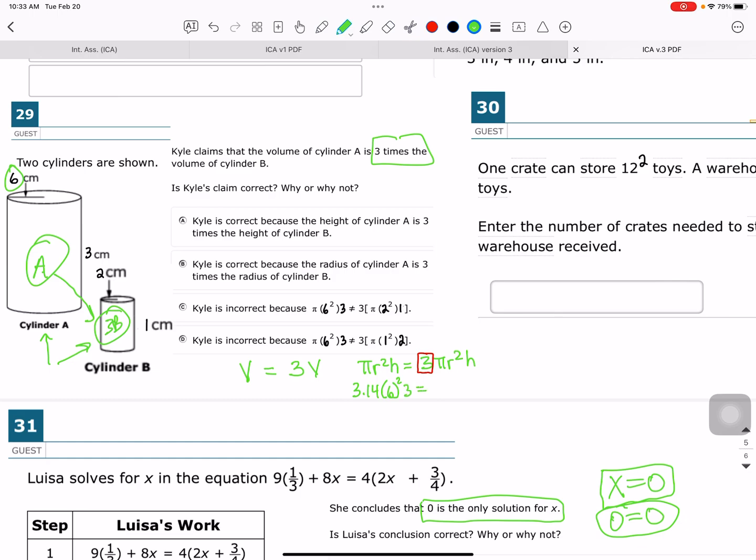is equal to 3 times pi, 3.14, times the radius of the small guy, which is 2 squared, times the height of that one, which is 1. So if this is equal to this, then yeah, it is 3 times bigger because we put this random 3 in there. So let's see if they're equal to each other.